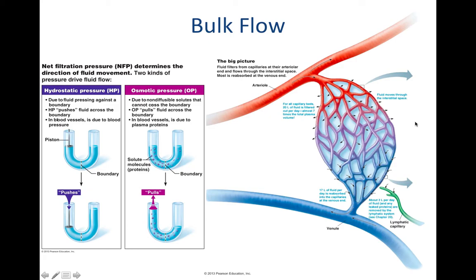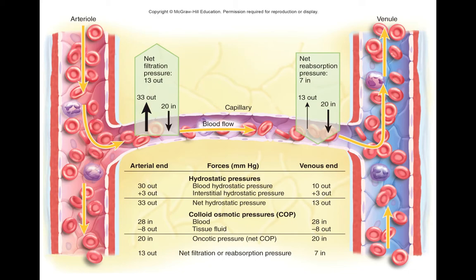So one more time to sum up. Filtration on the arterial end is caused by hydrostatic pressure. Reabsorption on the venous end is caused by osmotic pressure, and that is thanks to your plasma protein, so colloid osmotic pressure to be specific. Here's another picture.